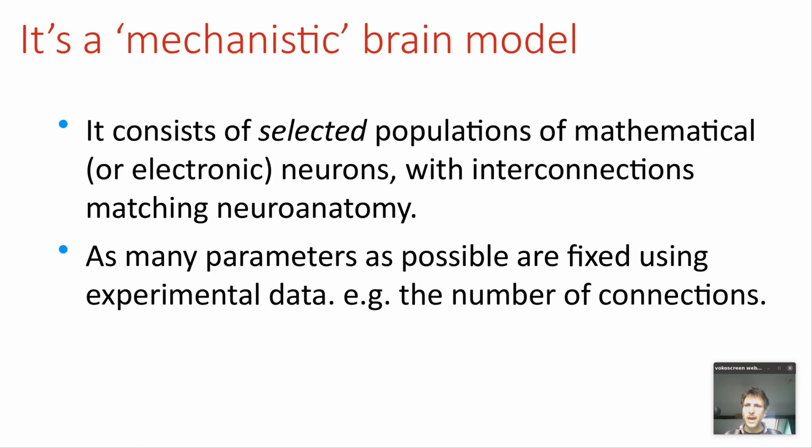So the model is a mechanistic brain model. I'm going to show you some diagrams of it in a minute, but it basically consists of selected populations of neurons, and the interconnections match the neuroanatomy. So a lot of care has been taken with this model to study the literature and look at where the anatomists say that there are connections between different regions. And as many parameters in the model as possible are fixed using data that we can glean from the literature, such as number of connections, proportions of connections from one place to another.